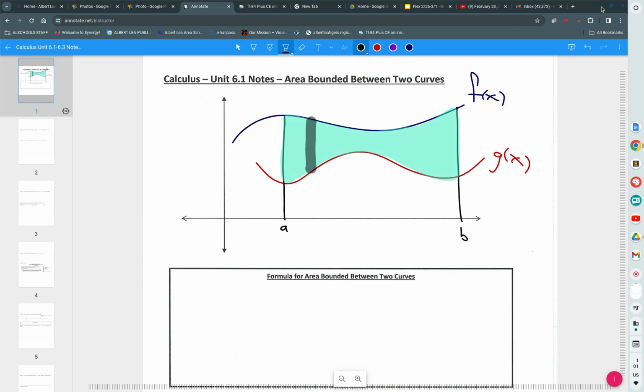If we were to look at this picture here, and we were to draw a rectangle to represent one of the rectangles within that region, okay? You notice that the height of that rectangle is going to be the top function f of x minus the bottom function g of x. And that's what the height is equal to.